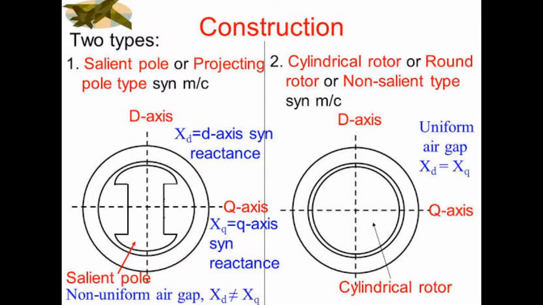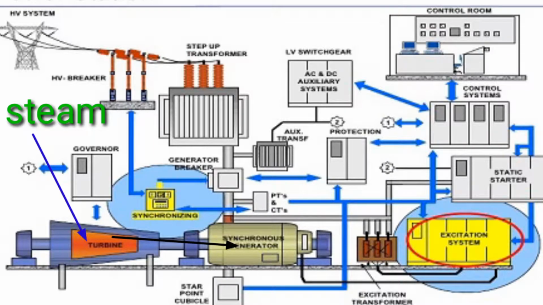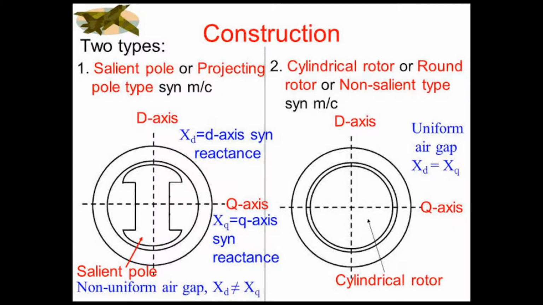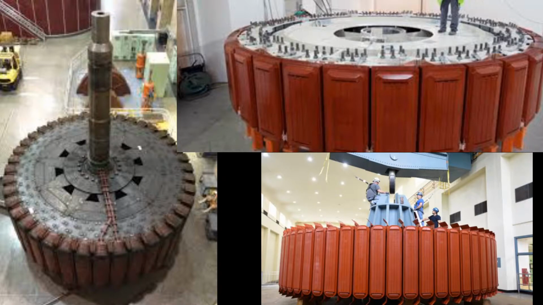In this figure, steam rotates the turbine and the turbine rotates the rotor as both are coupled. This is the stator and rotor of a turbo generator. You can see more detailed images in our video in the description box. The stator of steam turbine and hydro turbine generators is the same, but the rotor construction is different. Here is the rotor of a hydro turbine.